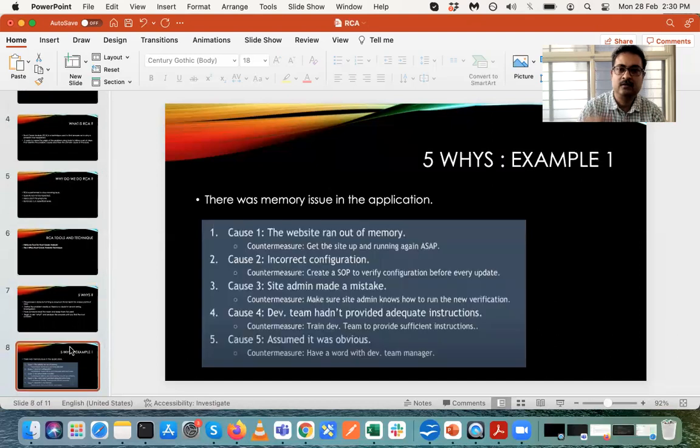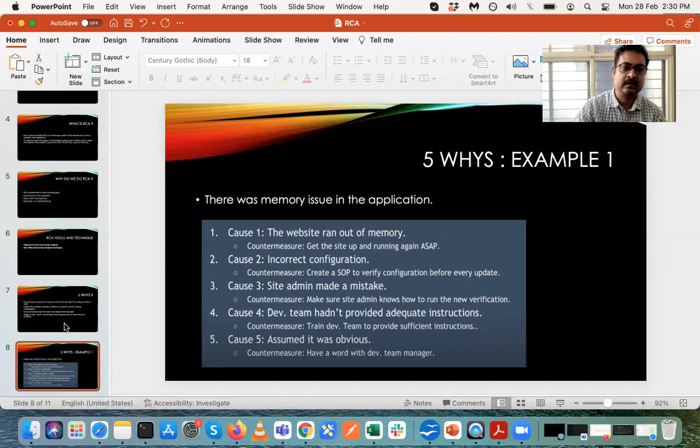We'll look into one example. Let's say some problem happened and there was a memory issue in the application. So you ask why there was a memory issue in the application. The developer said that the website ran out of memory and that's why it happened. Then again you ask why it happened.